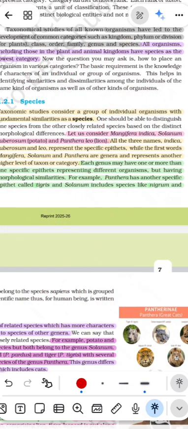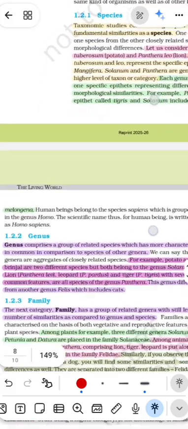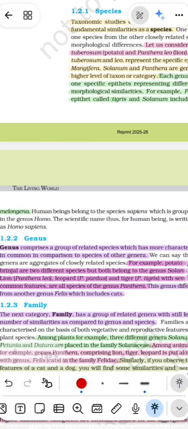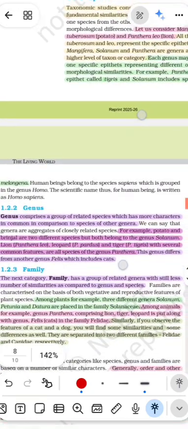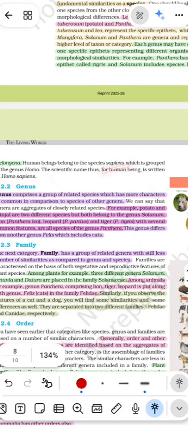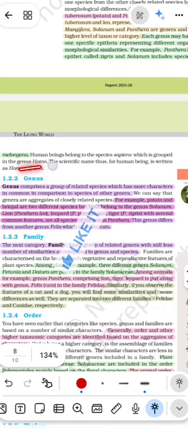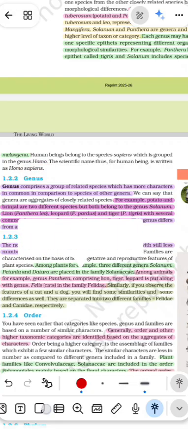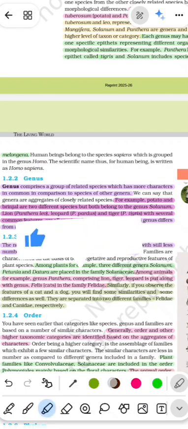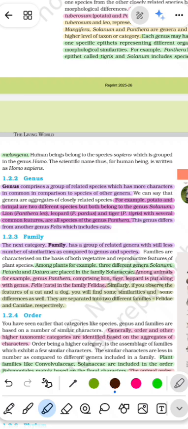So both are different, and Solanum includes species like nigrum and melongena. Human beings belong to species sapiens, which is grouped in the genus Homo. This is an important line. You may underline this. The scientific name of human being is thus written Homo sapiens.